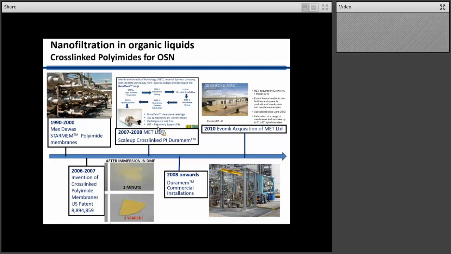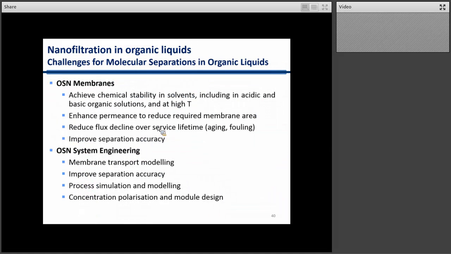And around 2010, that business, MET, was acquired by Evonik, which is a large German chemical company. And Evonik built a larger facility in West London where they currently manufacture spiral-wound membrane modules up to 8 inches in diameter, so large-scale spiral-wound membrane modules for organic solvent nanofiltration. So that's the story of the cross-linked polyamide, which has a number of applications.